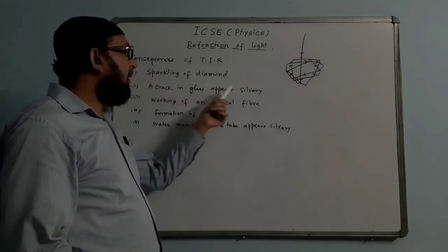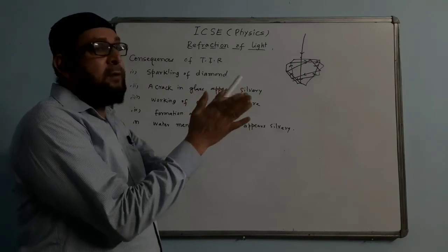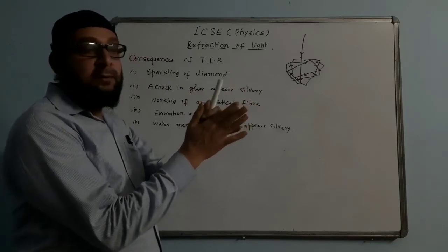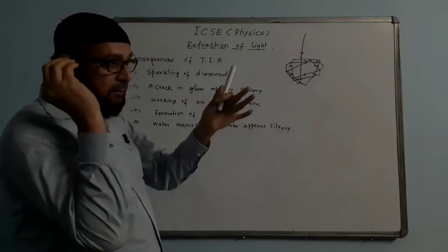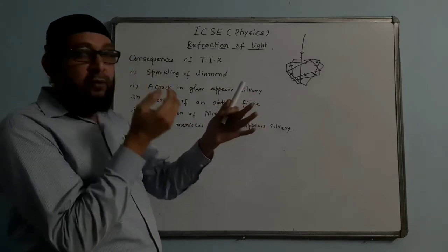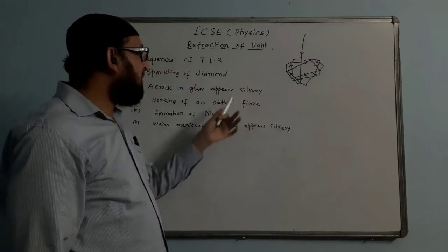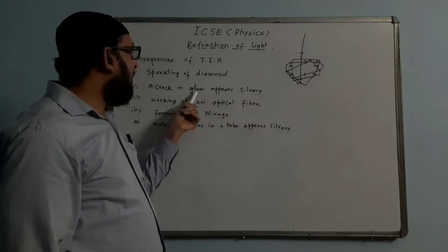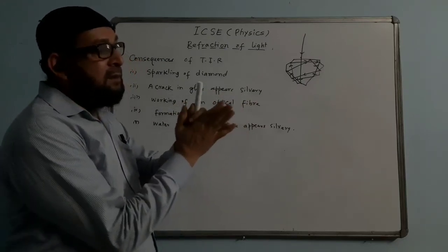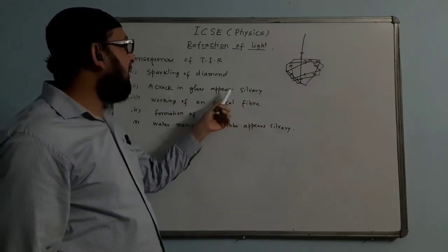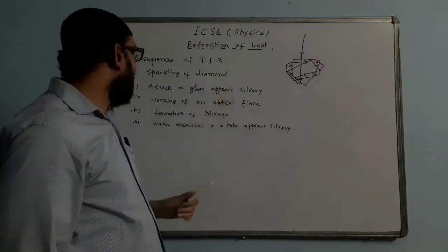How do we find it? Why? Because there is no polished surface in the glass, it's shining like a mirror. A mirror reflects the light directly onto your eyes and it dazzles. Same way, the crack in the glass is giving you a dazzling effect or shiny effect or silvery effect due to TIR.